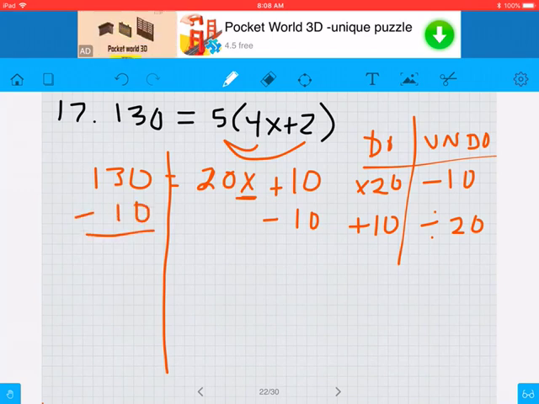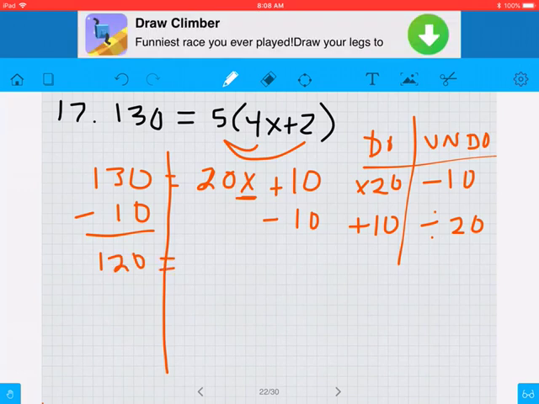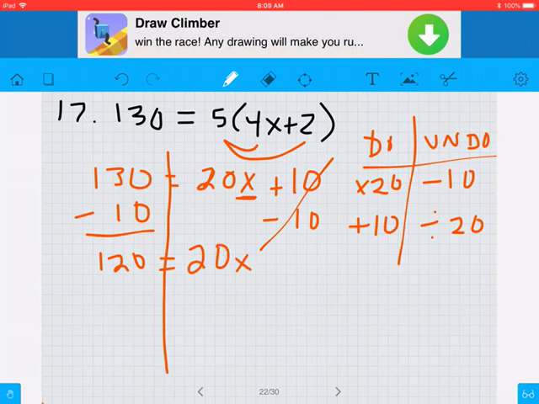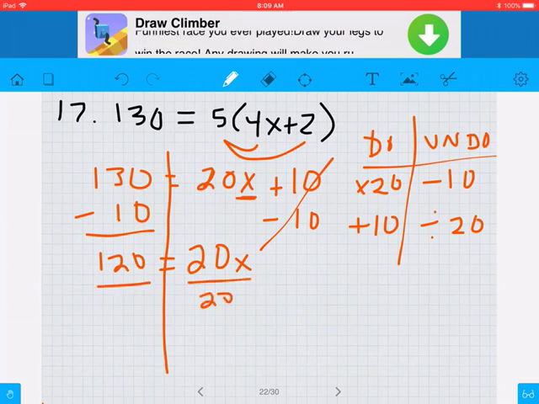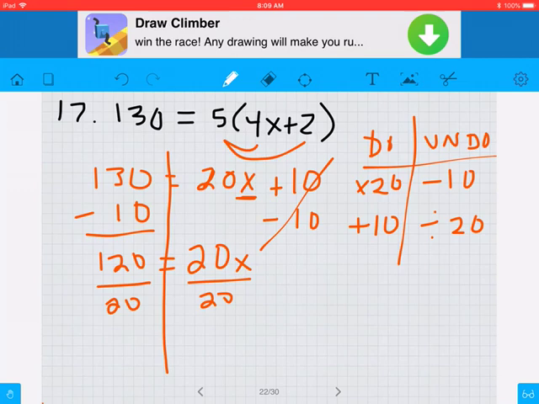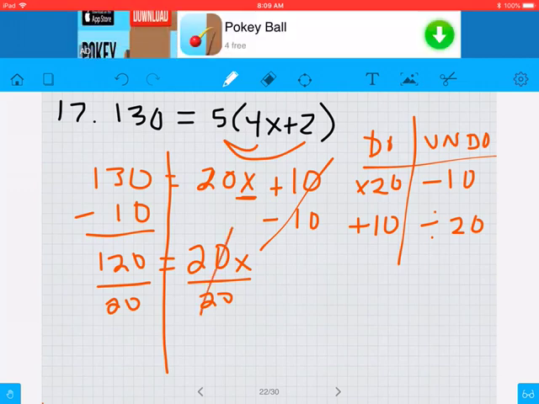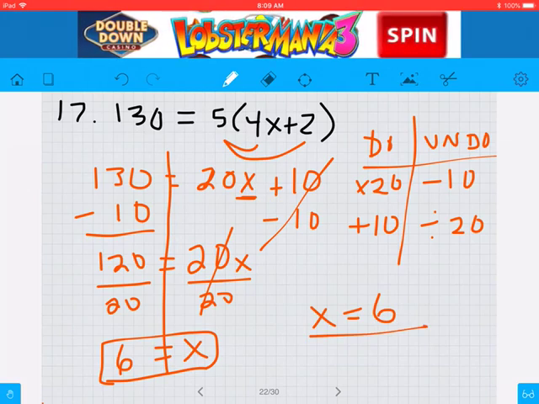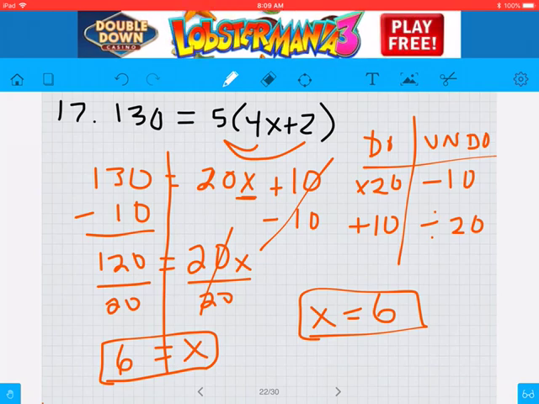On this side it's going to give us 120. And then on this side, plus 10 minus 10 are going to cancel, and we're left with 20x. Now we are dividing by 20. These 20s are going to cancel because 20 divided by 20 is equal to 1, and 1 times x just equals x. And we've got 120 divided by 20 over here, and that's going to give me 6. Again, I highly suggest that you go back and check your answers. We just don't have time to do that in this video. So x equals 6.